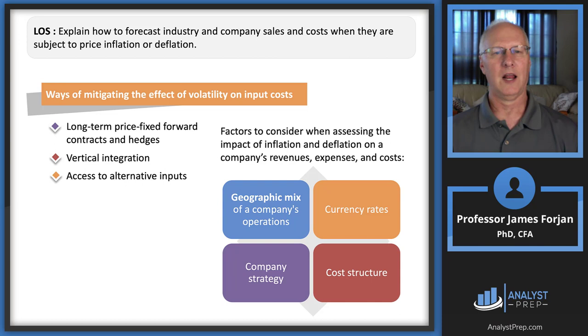All right, I like this one here. Ways of mitigating the effects of volatility on input prices or input costs. All right, so let's go from the bottom up. Access to alternative inputs, right?